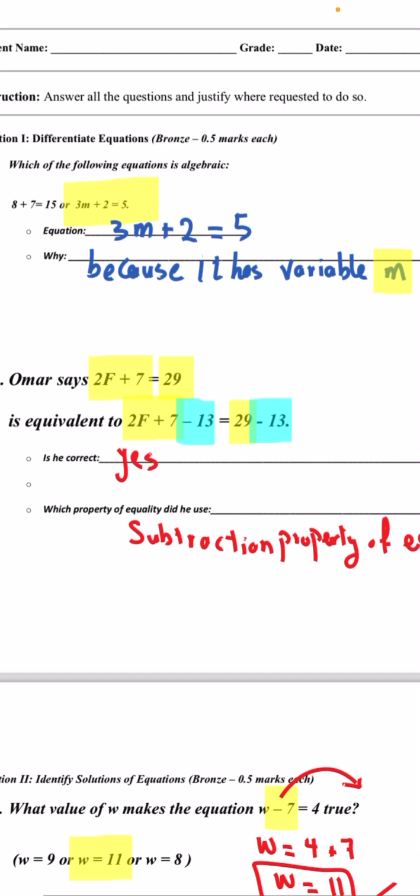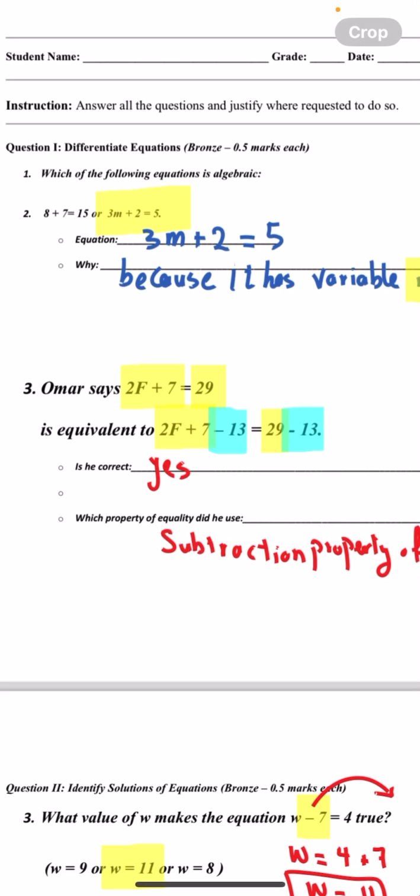Question number 1: which of the following equations is algebraic? We have two equations. The first equation, 8 plus 7 equals 15. The second equation is 3m plus 2 equals 5. Of course, the second equation is algebraic. Why? Because it has a variable, which is m. For an equation to be algebraic, it should have a variable. The first one is numerical because it doesn't have a variable.